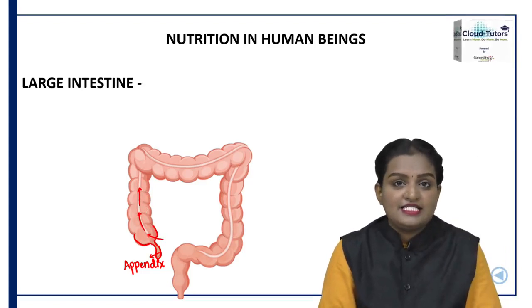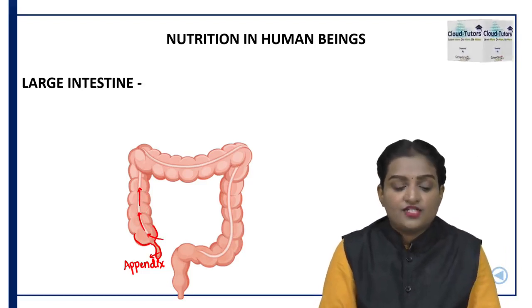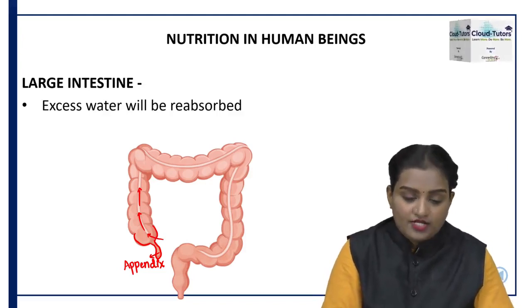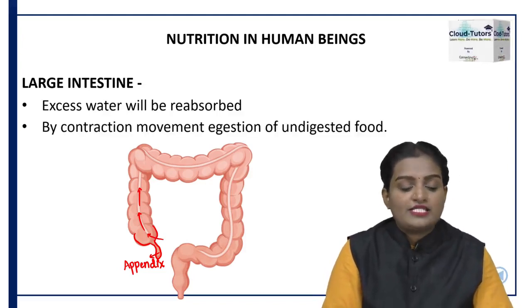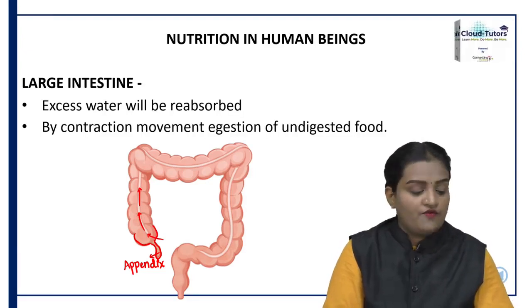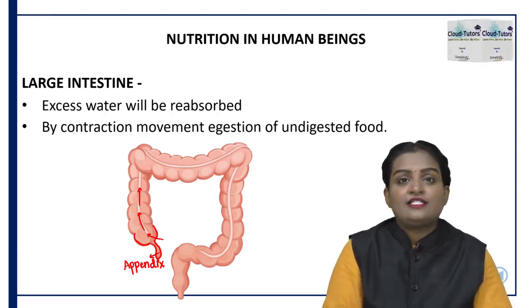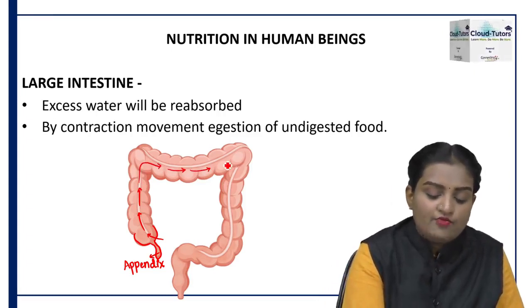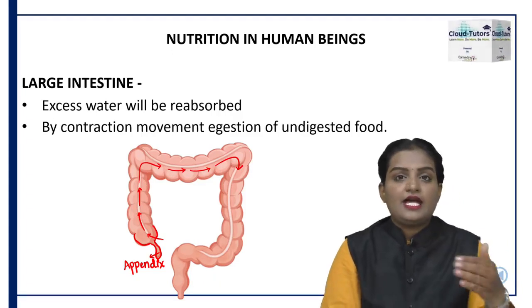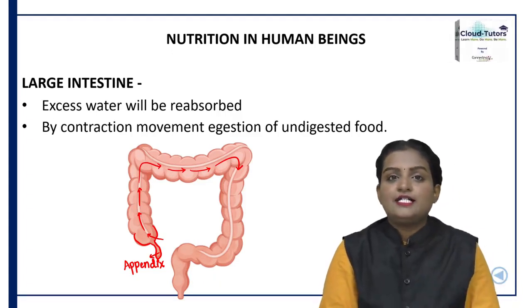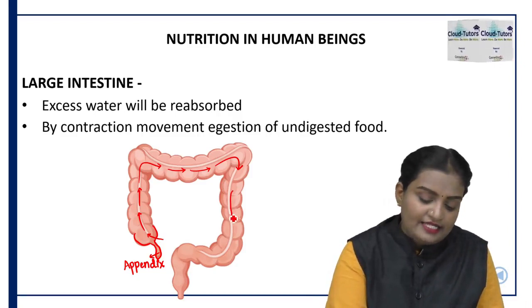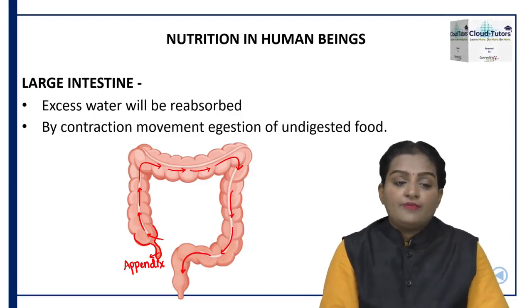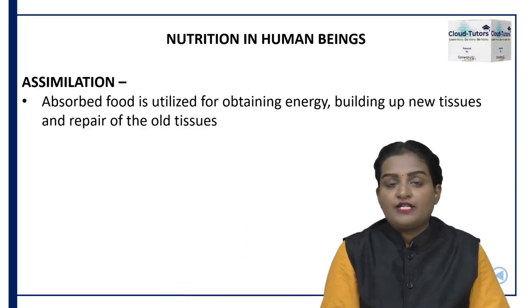As I mentioned earlier, there are no enzymes in the large intestine, so digestion doesn't occur, but absorption of excess water will occur. Once the absorption of water is done, the undigested food will be moved through contractile movement and it will go to the rectum. So finally the food will reach the rectum. From the rectum it will be thrown out of the body.